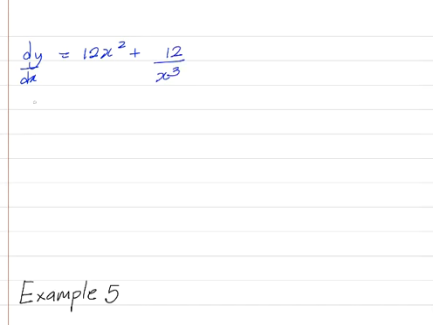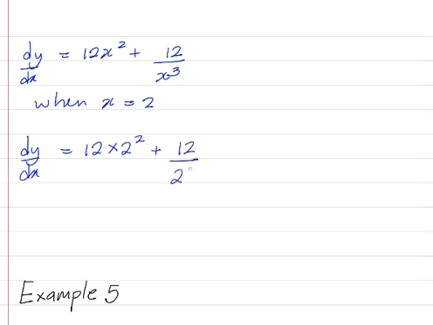All right, and then I'm going to say when x is equal to 2, dy by dx, which is the gradient of the curve, is equal to 12 times 2 squared plus 12 over 2 cubed. 2 squared is 4, 4 times 12 is 48, plus 12 over 8, divide both top and bottom by 4, and this is 3 over 2. 3 over 2 is the same as saying 1.5. 1.5 plus 48 is equal to 49.5. So the gradient of the curve is 49.5 at x is equal to 2. This is also equal to the gradient of the tangent.